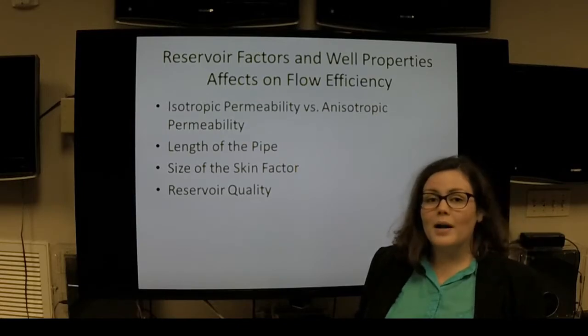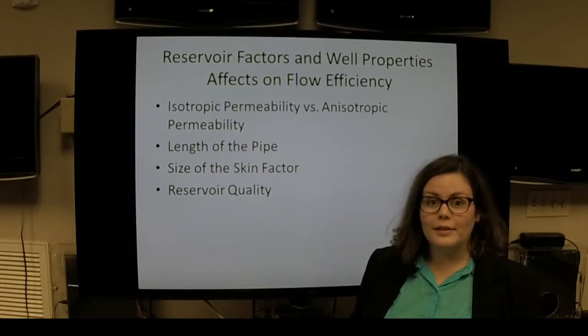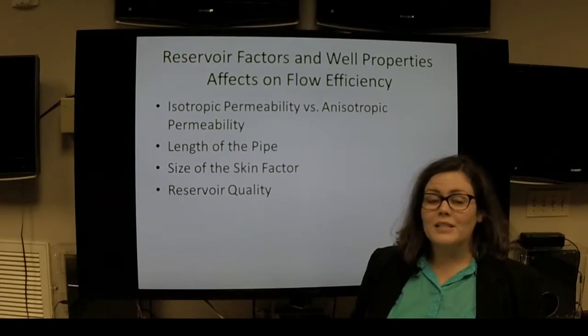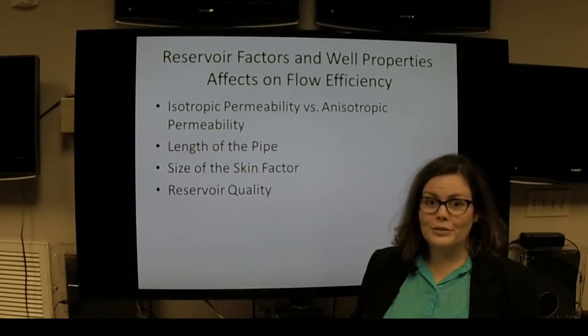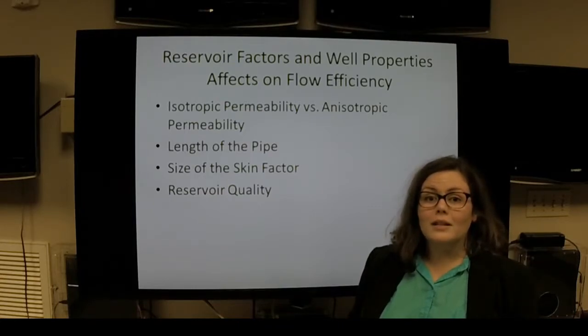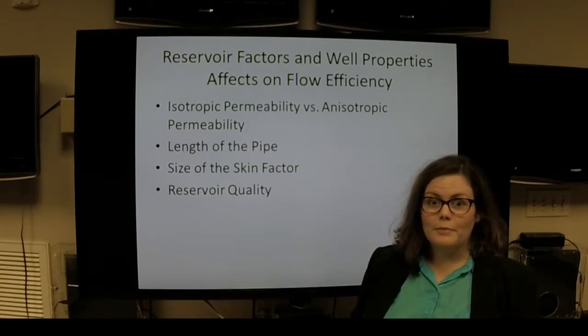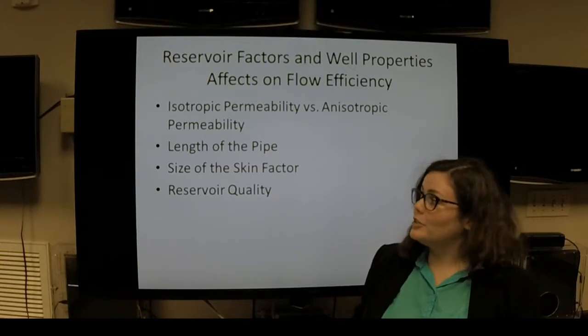Also, the length of the pipe is another factor of flow efficiency. While not as important in a vertical well, where you're going straight down, it is greatly affected when you have a horizontal well. Because the longer the pipe, the lower the ratio of formation damage is. Therefore, it is easier to produce, meaning you are less likely to have stimulation issues. But if the damage is severe, even with a very long pipe, you could still have to stimulate.